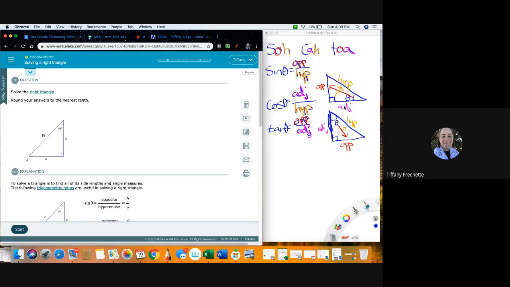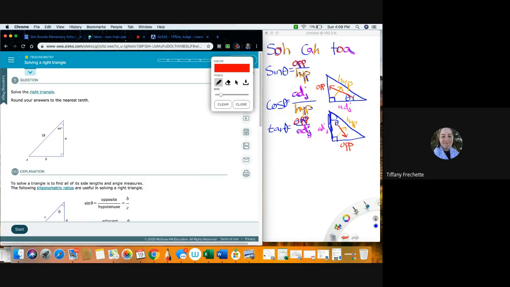And it depends on which angle you're looking at for which one is opposite and which one is adjacent. So if we're looking at this bottom angle, then opposite is on the side, adjacent is on the bottom. But if I look at it the other way, from the top, opposite is on the bottom, adjacent is on the side. So we have to be careful on which one we're looking at, and make sure we label them accordingly.